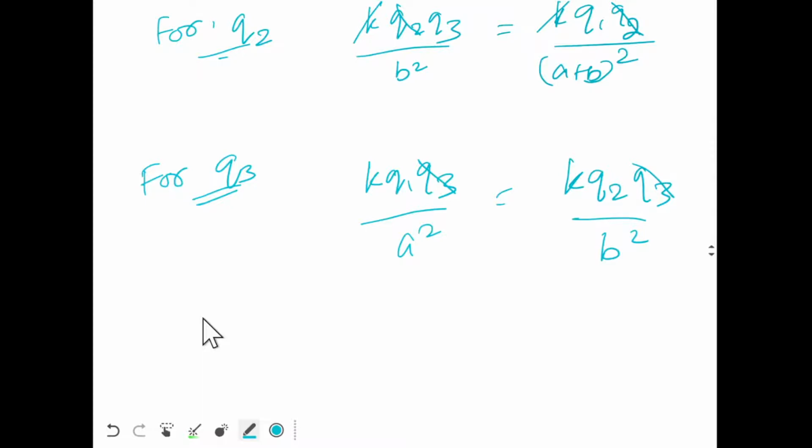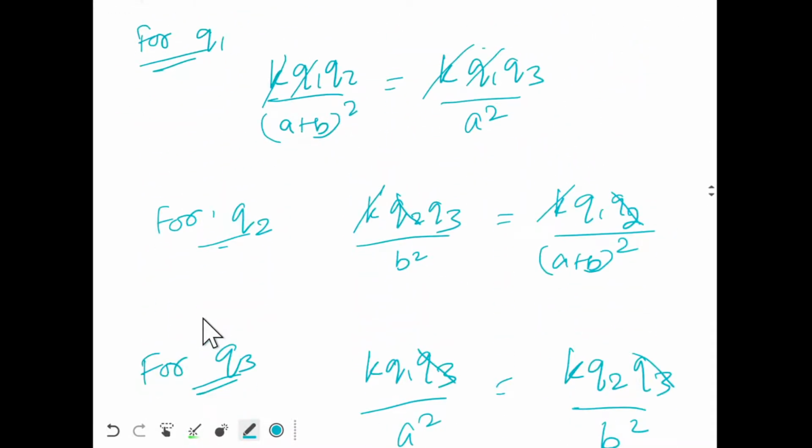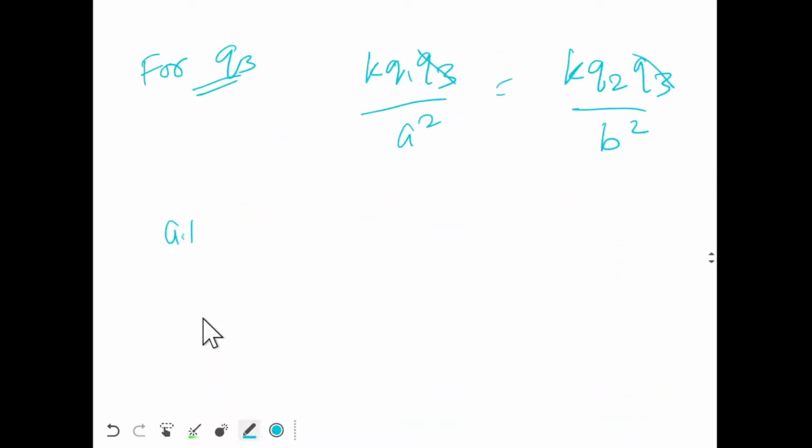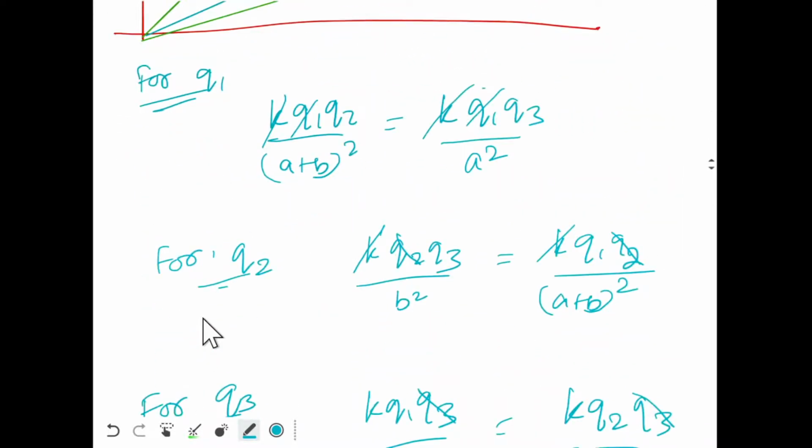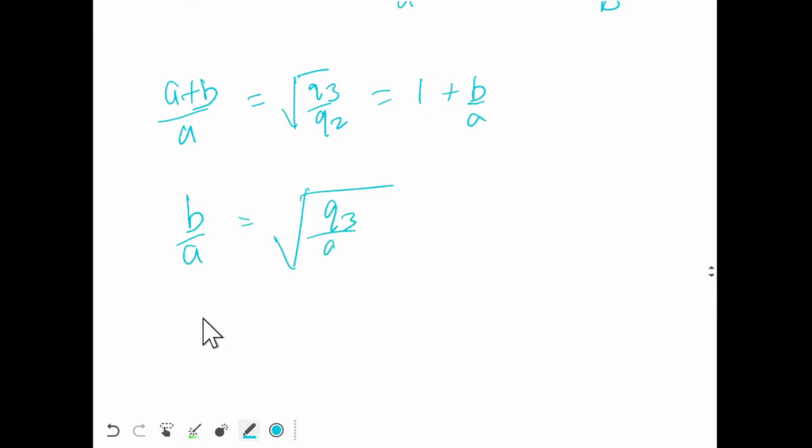So we can write down from the first equation what we are getting. (a plus b) by a is equal to root q3 by q2. So (a plus b) by a will be what? 1 plus b by a. So b by a will be what? Root q3 by q2 minus 1.